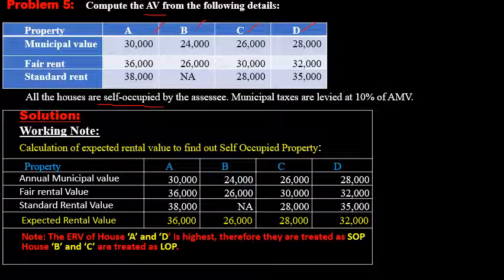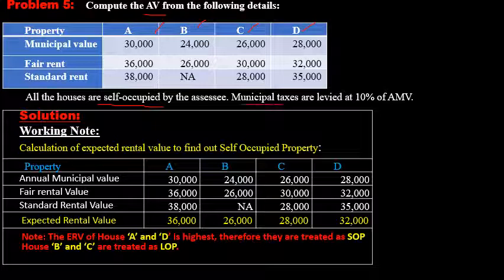You have to calculate the expected rental value whenever the SSC uses more than two houses for residential purpose. Then you compare the expected rental value of all the houses, and the first two houses which get a higher expected rental value are considered as self-occupied property and the remaining houses as deemed let out property. So in this problem, all the houses are self-occupied property, and we have to find out which houses are self-occupied and which houses are deemed let out property.